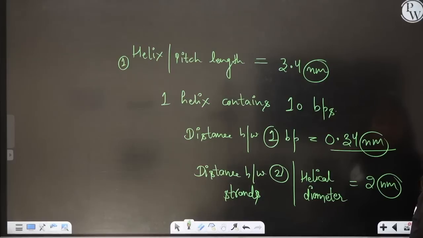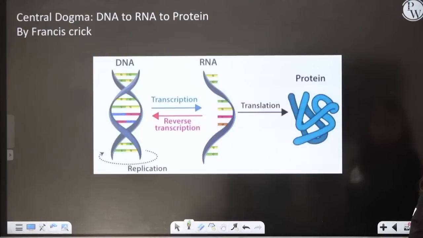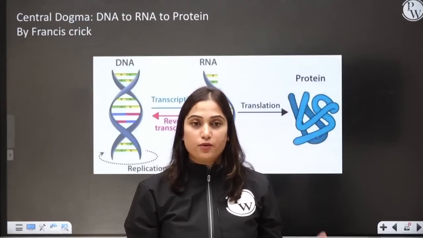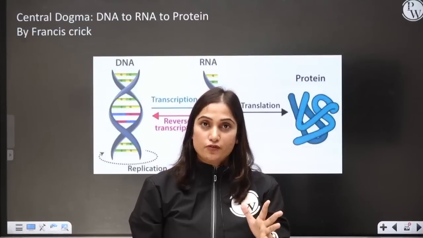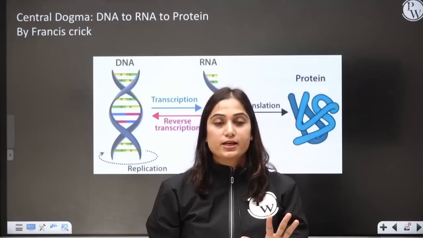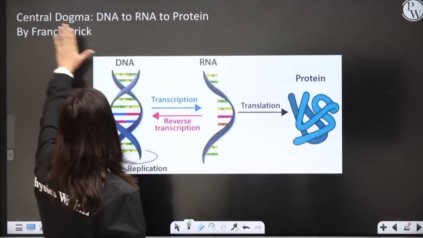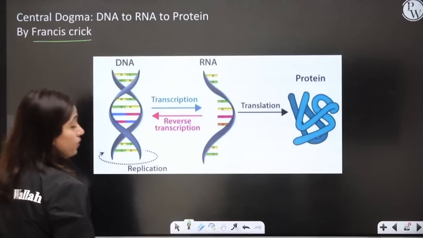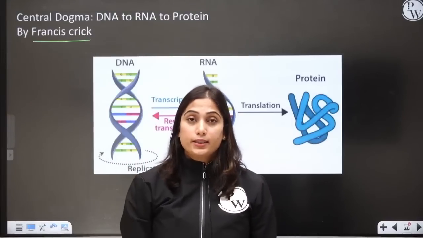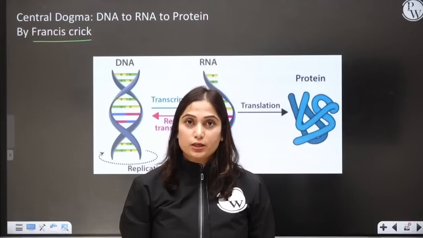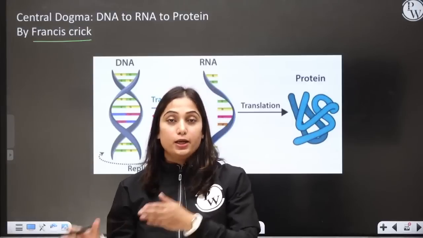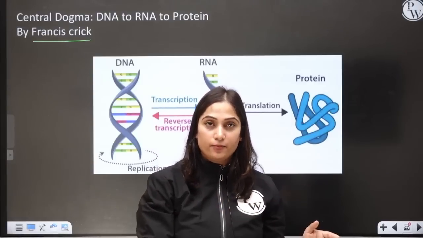So now we know what the genetic material is, that is DNA, and we have understood the structure of DNA thoroughly. Now let's discuss the theory, that is the central dogma theory, which is given by Francis Crick. This theory says what the flow of information in nature is. The flow of information is DNA to RNA and RNA to protein.